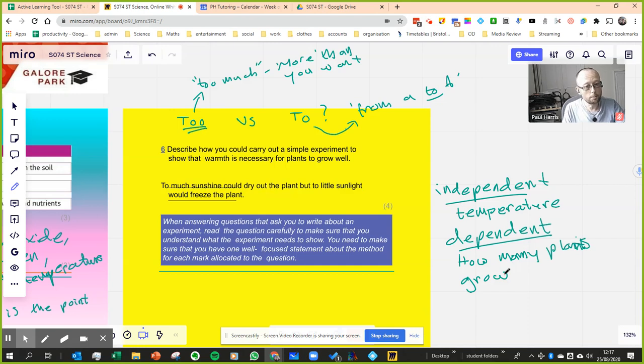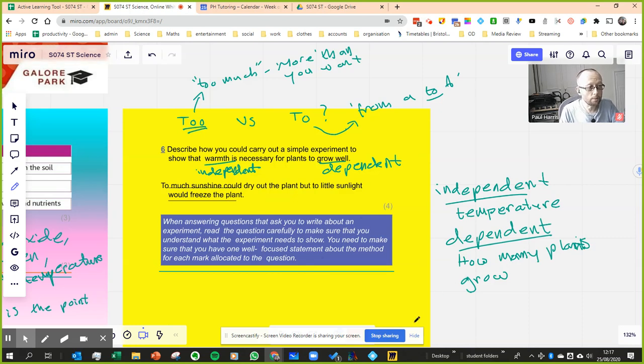So you want to see how the warmth, which is the temperature, affects the growth. So the warmth is your independent, and growing well, that's my dependent. Okay. So that's what you want to do.